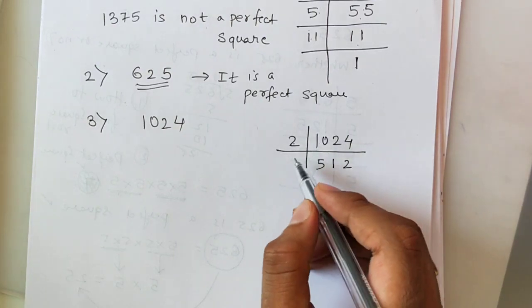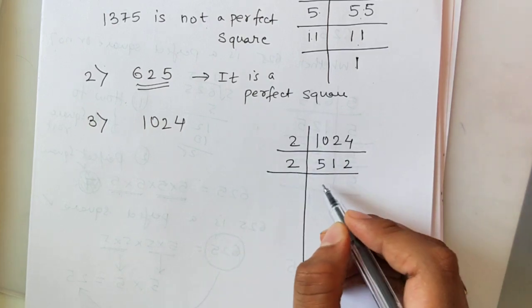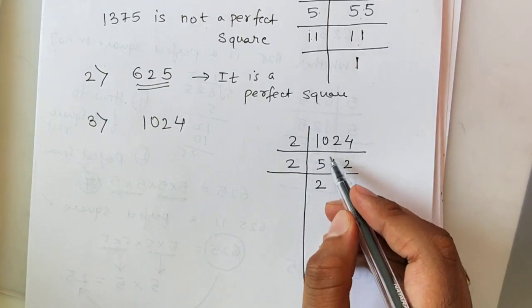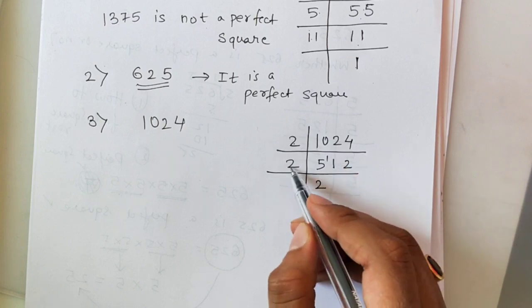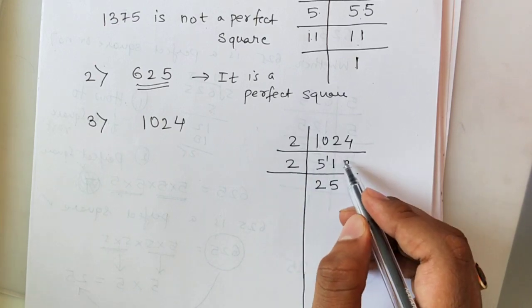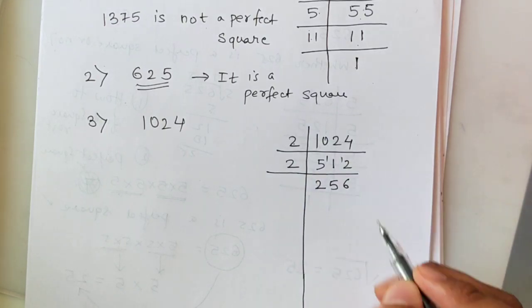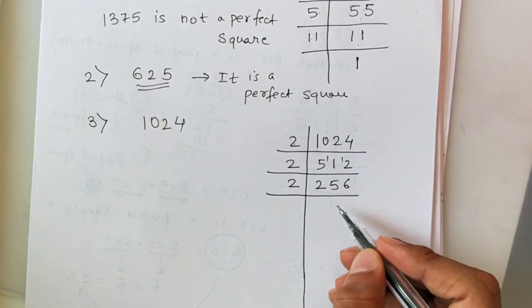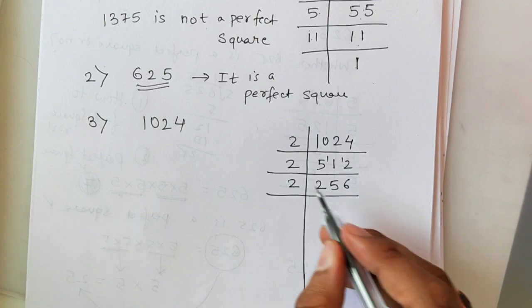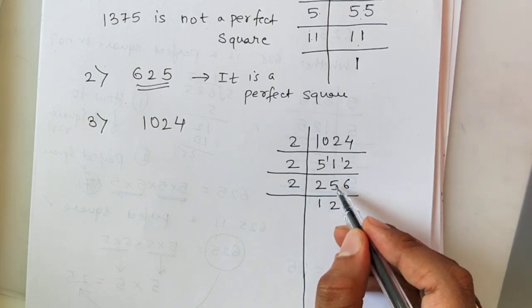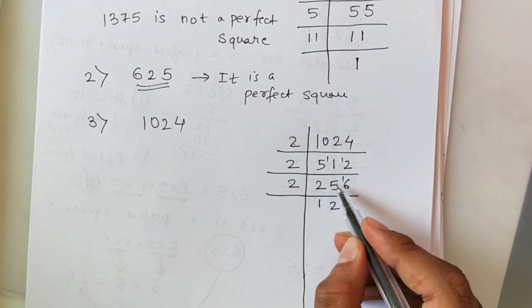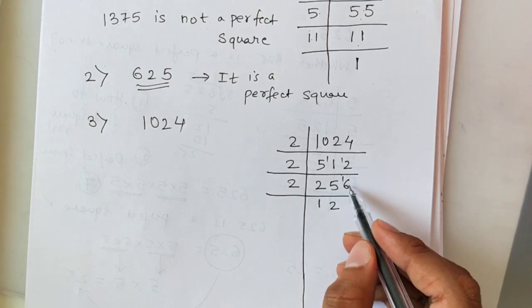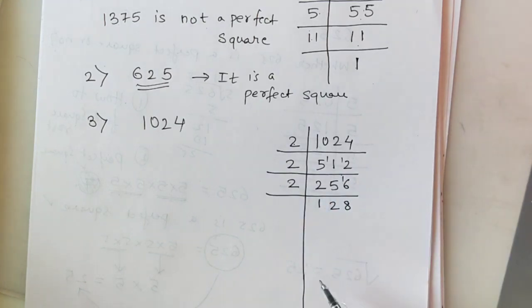2 2s are 4. 1 will get carried, 11. So 2 5s are 10. 1 will come here, 2 6s are 12. Further, again 2 1s are 2. 2 2s are 4. So 1 will get carried because there is 5 here. 5 minus 4 is 1. 16. 2 8s are 16.